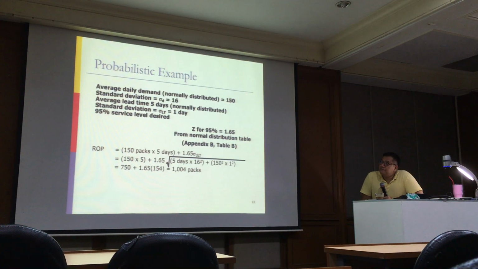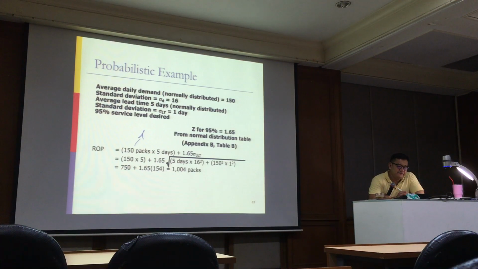demand is not constant. Demand follows a normal distribution. The mean of demand is 150 units. The standard deviation of demand is 16. Lead time is also not constant, and the lead time follows a normal distribution. The standard deviation of lead time is 1 day. You want a 95% service level. For 95% service level, you open the normal distribution table, and we have Z equal to 1.65.